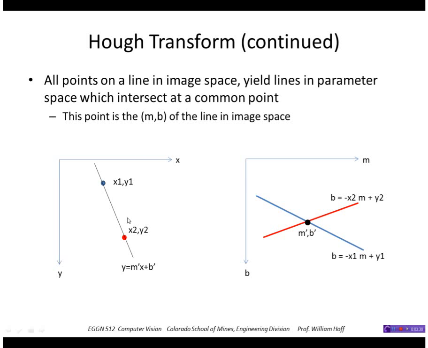So if we have points on a line in image space, such as this, we have 2 points on this image line, they yield lines in parameter space, the space of m versus b. All possible lines that pass through x1, y1 are shown in this blue line here in m-b space. All possible lines that pass through x2, y2 are shown on this red line in m-b space. So where those 2 lines intersect is the line that agrees with both of those, namely it's the line that passes through both of them.